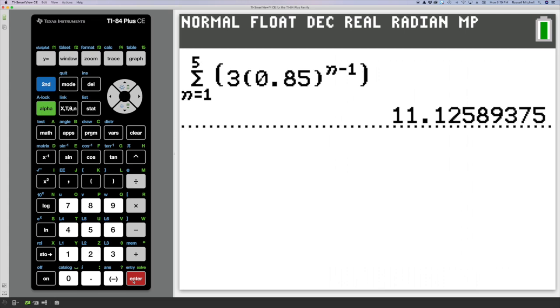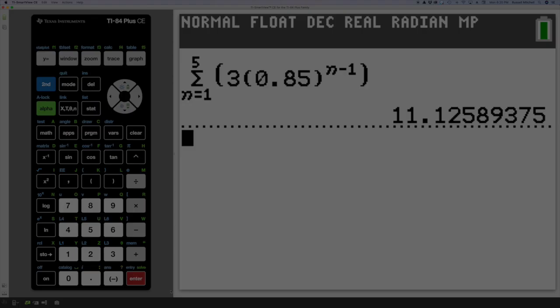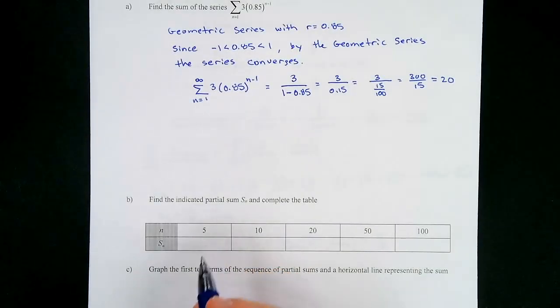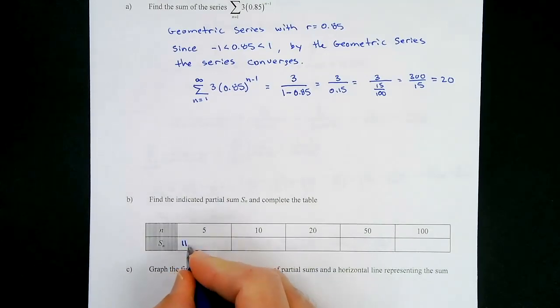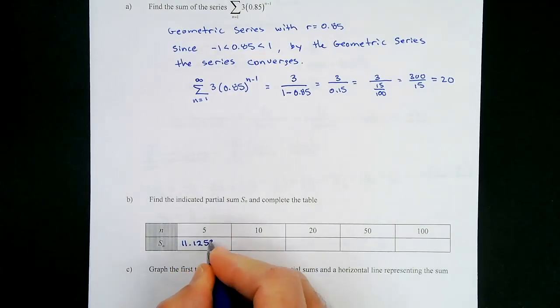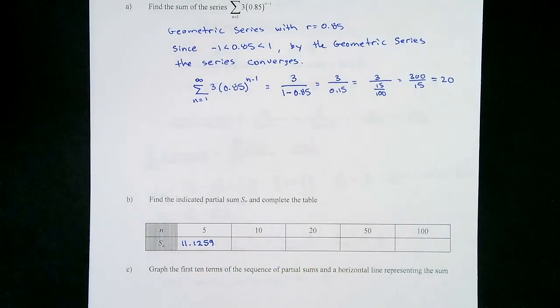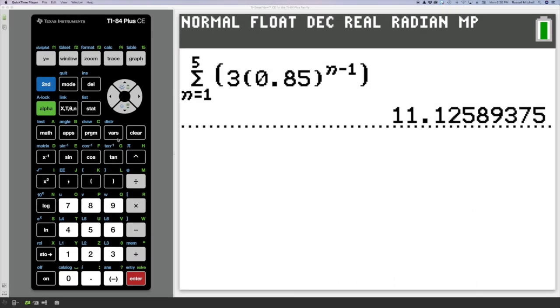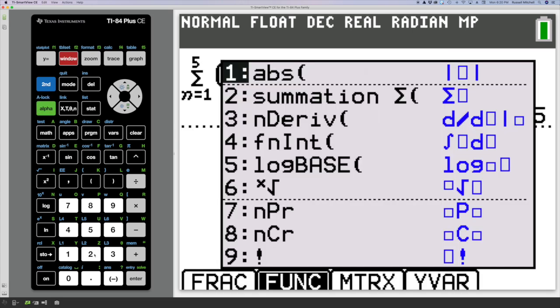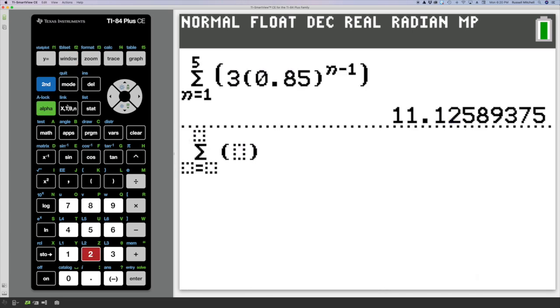So that's the partial sum of the first 5 terms of this series. Okay, so let's go back and let's record that on our paper. So from our calculator, the sum of the first 5 terms, we got 11.1259. Okay, so let's go back to our calculator and do it for 10. And then for the first 10 terms, again, press alpha window, and then select number 2 for summation, and then n equals 1 to 10.